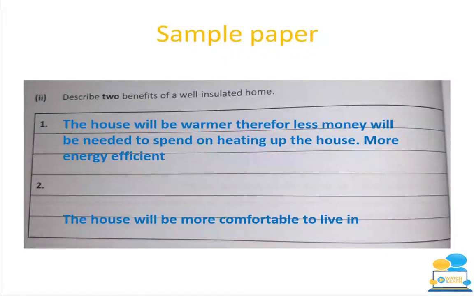Here's a sample paper where you have to describe 2 benefits of a well-insulated home. In this case, the house will be warmer, therefore less money will be needed to spend on heating the house, which means it's going to be more energy efficient. The house will also be more comfortable to live in because you're not going to have to keep putting on loads of jumpers the whole time.